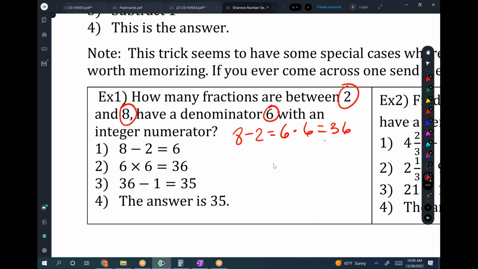Now, what I need you to understand is what this 36 is. Arush, keep the chat really clean because that's where I answer questions, okay? Don't get ahead of me, bud. I know you understand a lot of this stuff.